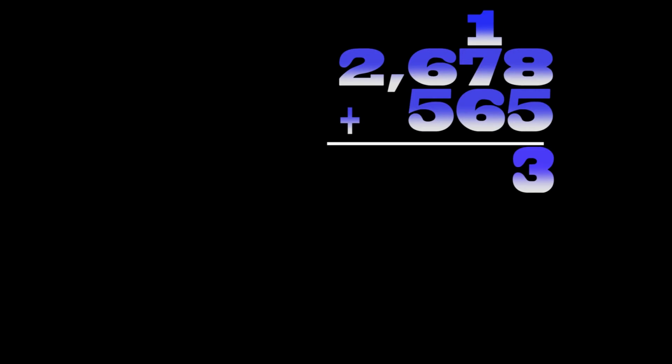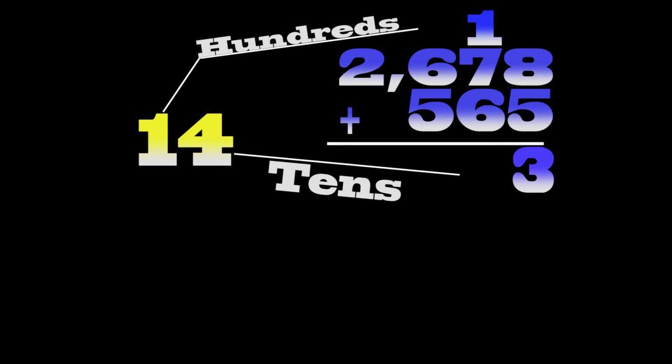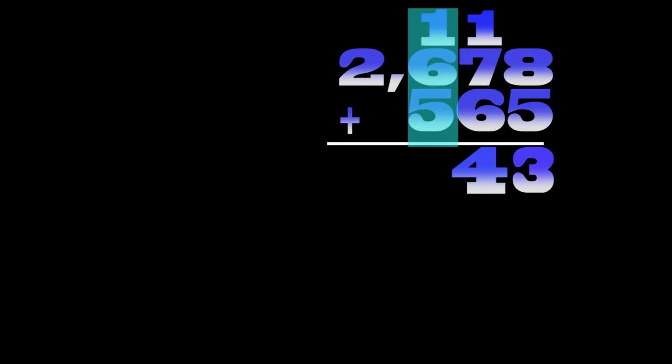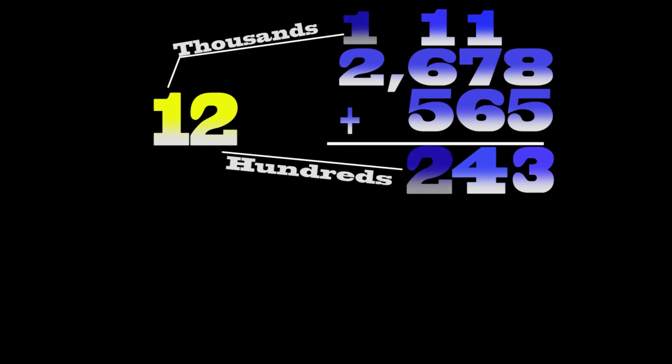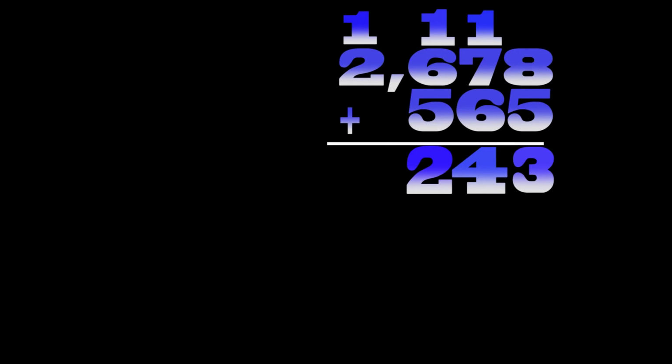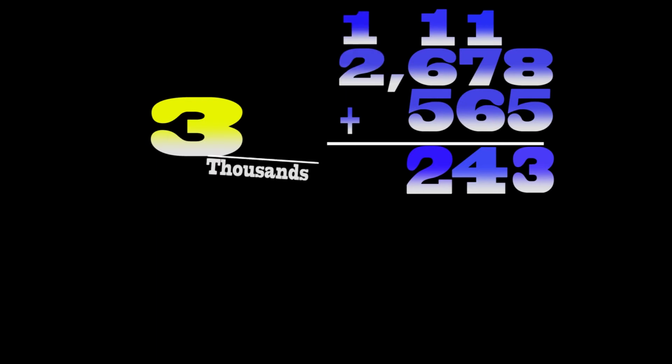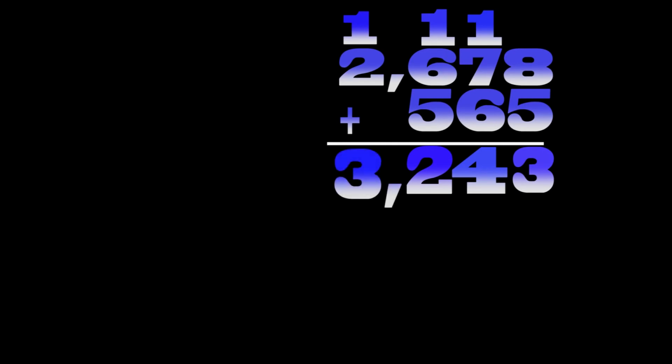In the tens place, I have a 1, a 7, and a 6. That comes out to be 14 tens. 14 tens is equivalent to 104 tens. In the hundreds place, the sum of 1, 6, and 5 is 12. 12 hundreds is equivalent to 1,002 hundredths. The sum of the 1 and 2 in the thousands place is 3,000. And since the total added in the thousands place is less than 9, that 3 stays in the thousands place.